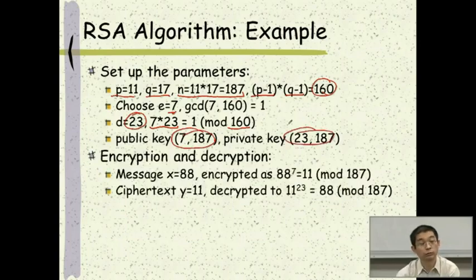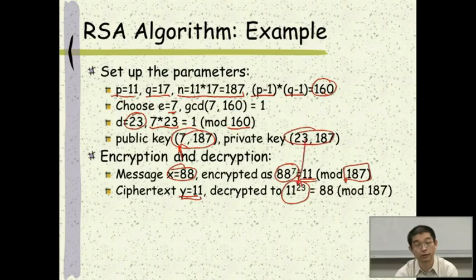Now, if I want to do an encryption, I want to encrypt the message X equal to 88. All I need to do is raise X, 88, to the power 7, which is the public key. Okay? And then when I do mod 187, this gives me the ciphertext 11. I'm going to send this message 11 to whoever is the receiver, who has this 7 as the public key. When this person receives the ciphertext Y equal to 11, he or she is going to raise it to the power of the private key 23, do this modular exponentiation operation, and find out the message is 88.